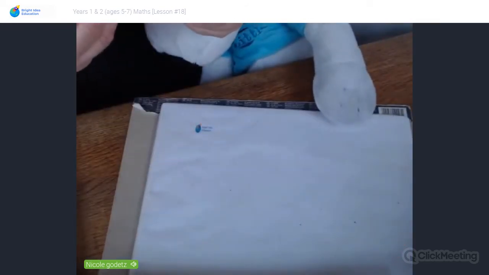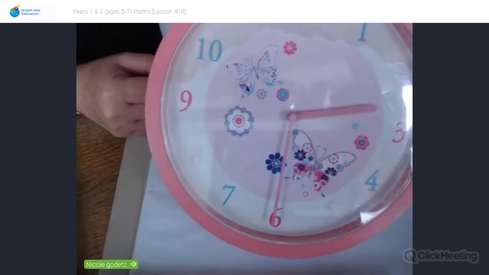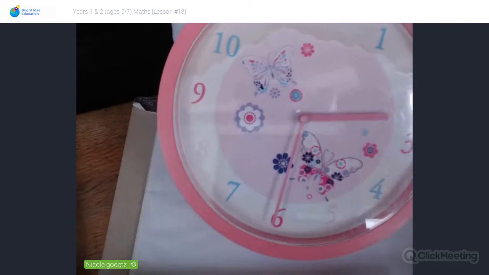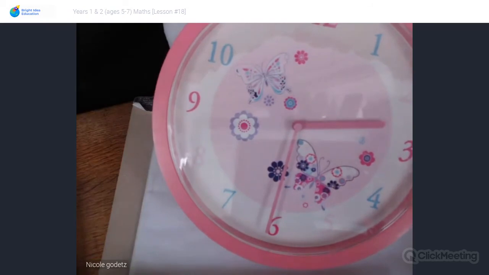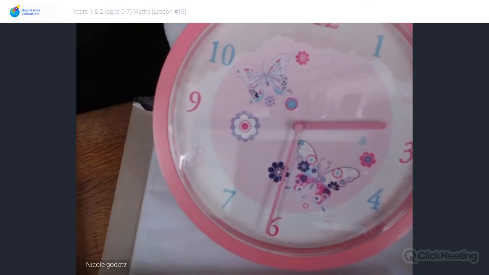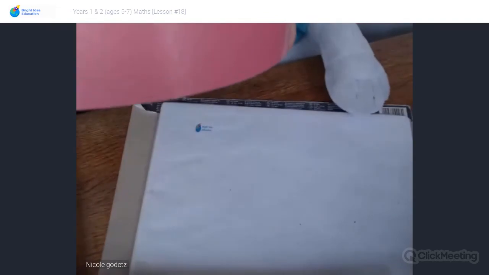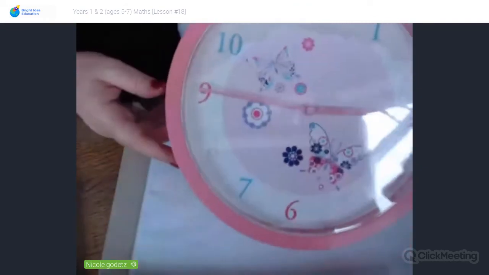What time is the clock showing now? We can't hear me. Why not? Why can't you hear me? 2:30. Okay, good. I can hear you, so it must just be a problem with one person's computer. Okay, just do a refresh. And what time is the clock showing now?